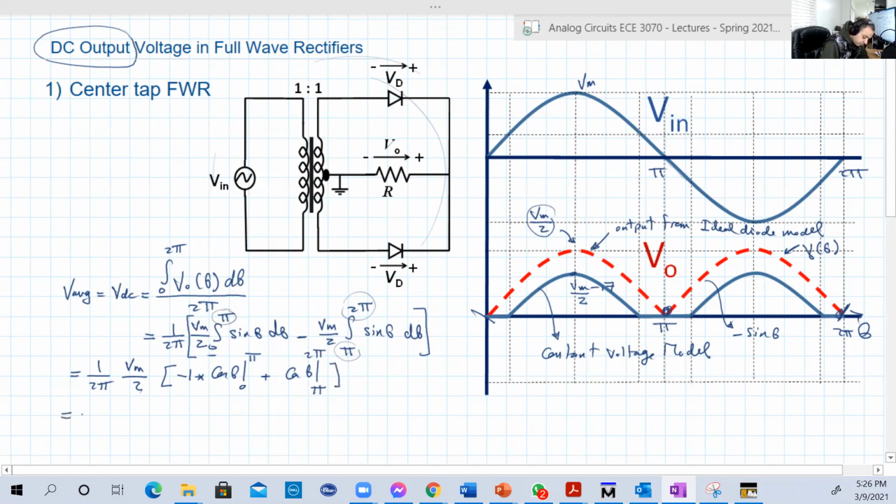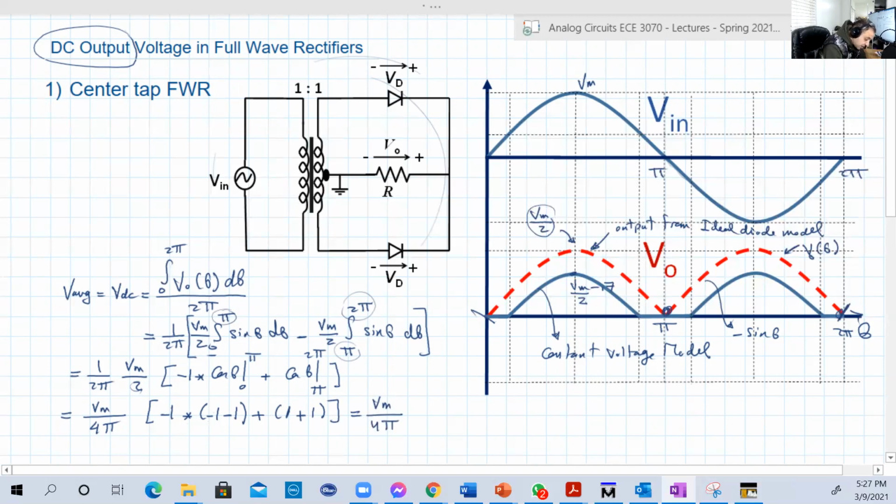This is equal to V max over 2 pi, 4 pi, because we have here 2 and here is 2 pi. Then minus 1 multiplied by cosine pi, which is minus 1, minus cosine 0, which is 1, plus cosine 2 pi, which is 1, minus cosine pi, which is minus 1. So this will be plus 1. V max over 4 pi.